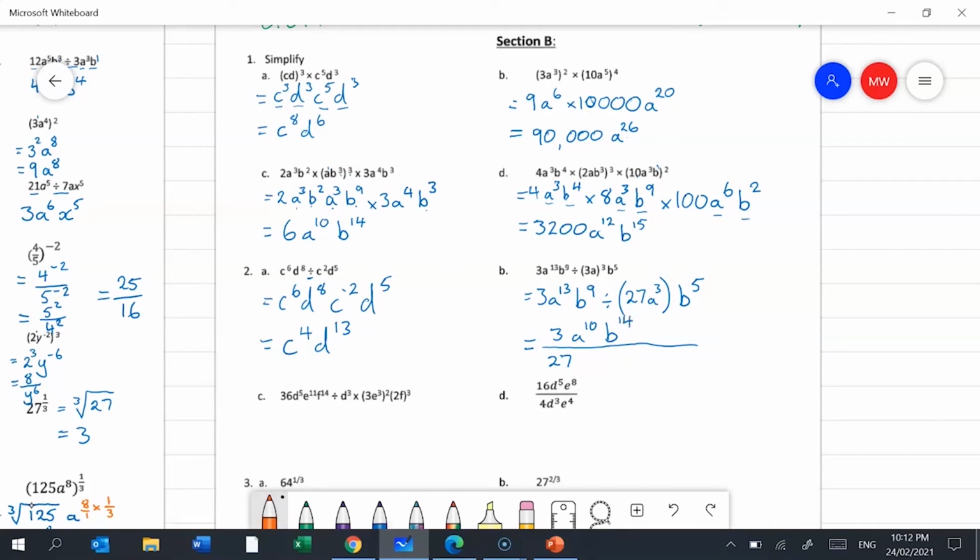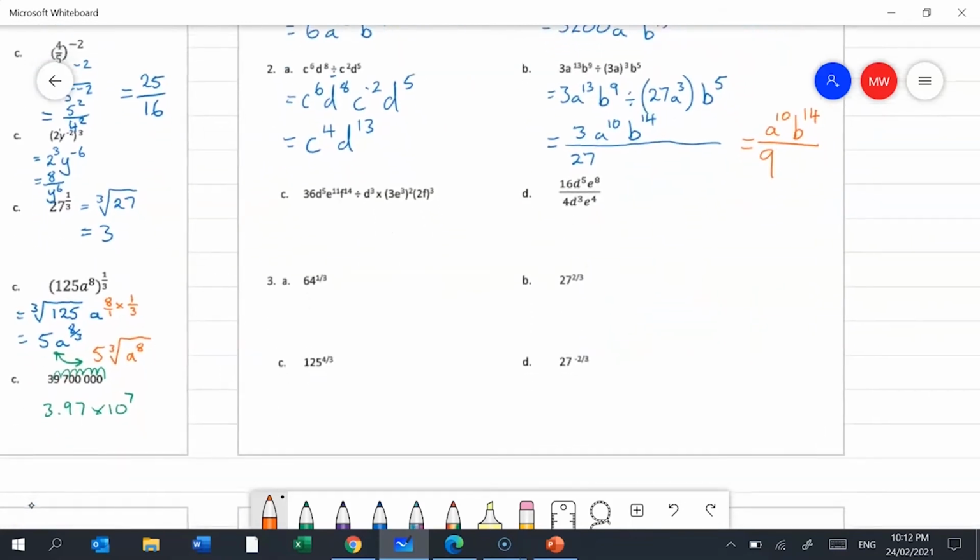Unfortunately, I've run out of room, so I'm just going to swap colour just to satisfy this. We can simplify this fraction here, okay? So 3 over 27 is the same as 1 over 9. We won't worry about the 1. It'll just become a to the 10, b to the 14 over 9.